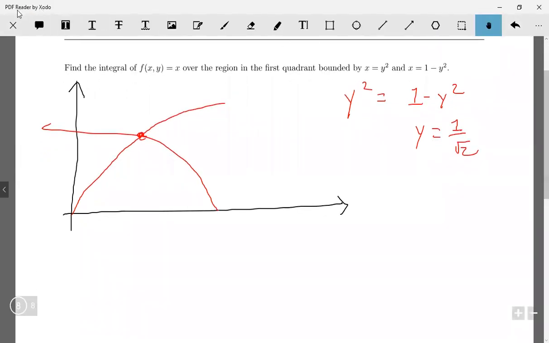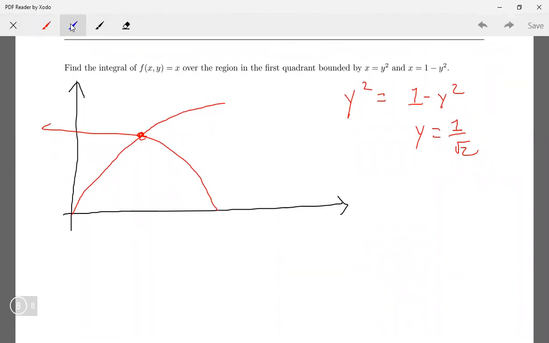Now, to determine which order of integration, notice that if we do the x integral, we're going to have to go from this curve to that curve. Or sorry, if we do the y order of integration, we're going to have to go from y equals 0 to this curve when x is to the left of 1 over the square root of 2, and when it's to the right of 1 over the square root of 2, we're going to have to go from 0 to this curve. So we'd have to split it up into two different integrals.